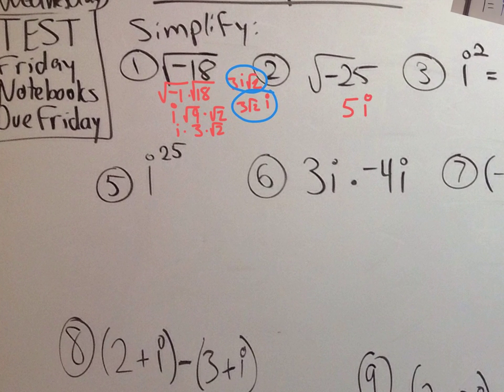Number 5, i to the 25th. Is 25 divisible by 4? No. But 4 times 6 is 24. I'll have one more as a remainder, so what's my answer?